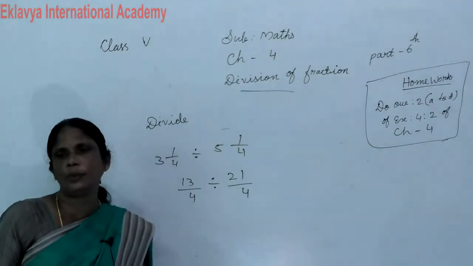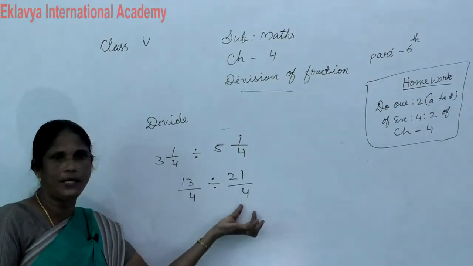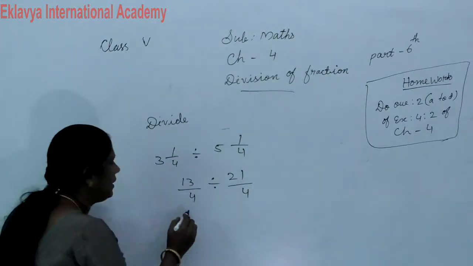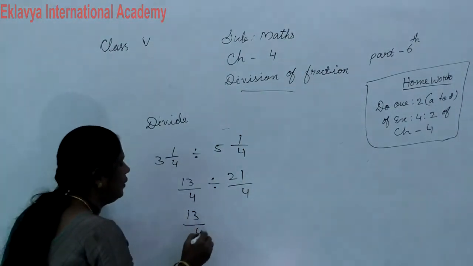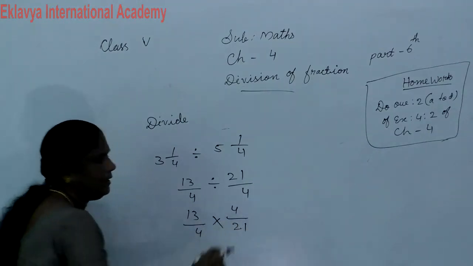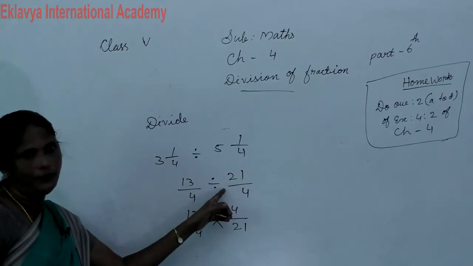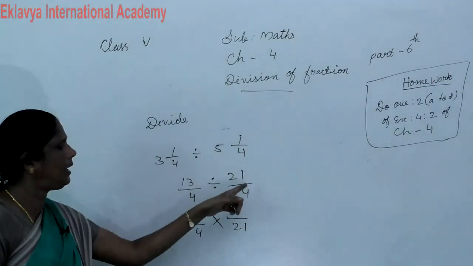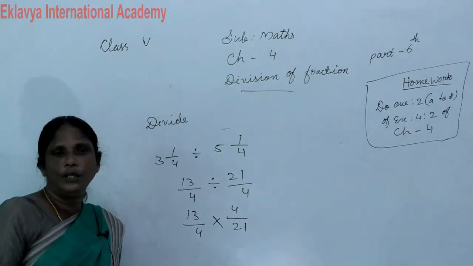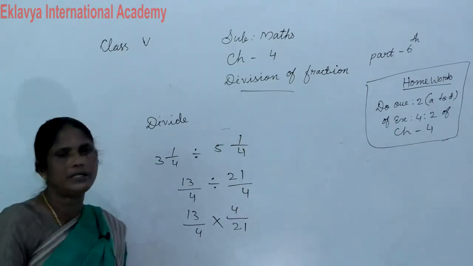Now next step, reciprocal of the divisor. Then 13 upon 4 multiply 4 upon 21. Okay. The reciprocal of the divisor, that is 21 upon 4. Then which rule do we follow? Multiplication. Any common factor here?